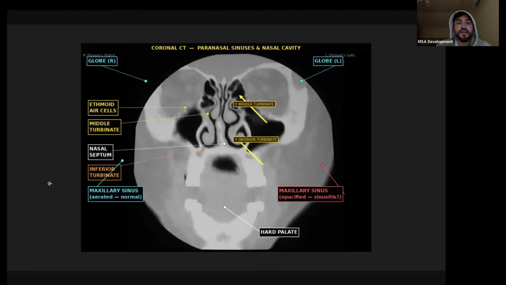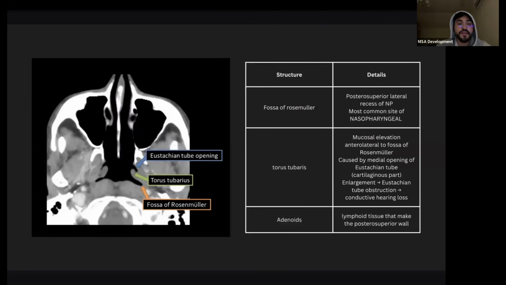Okay. This is just another diagram showing the middle turbinate, inferior turbinate, and the nasal septum right here, and the maxillary sinuses, and this is the hard palate right here, just so that you can appreciate the paranasal sinuses and the nasal cavity.